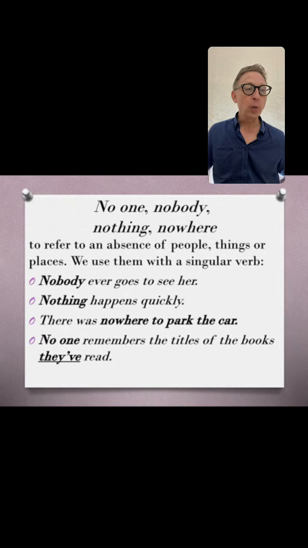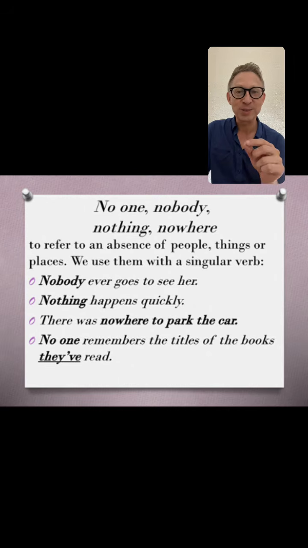All right, no one, nobody, nothing, and nowhere. These are negatives and they're singular, just like any and some, anybody, somebody. We looked at those earlier. And they refer to an absence of people, things, or places. I think all of you know this. Nobody, but this is what I want to emphasize. It's a singular subject in this case. Nobody goes. Nothing happens. There was nowhere to park.